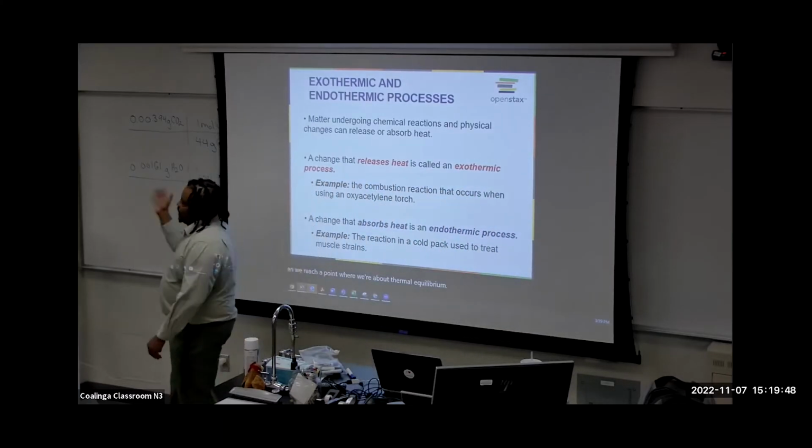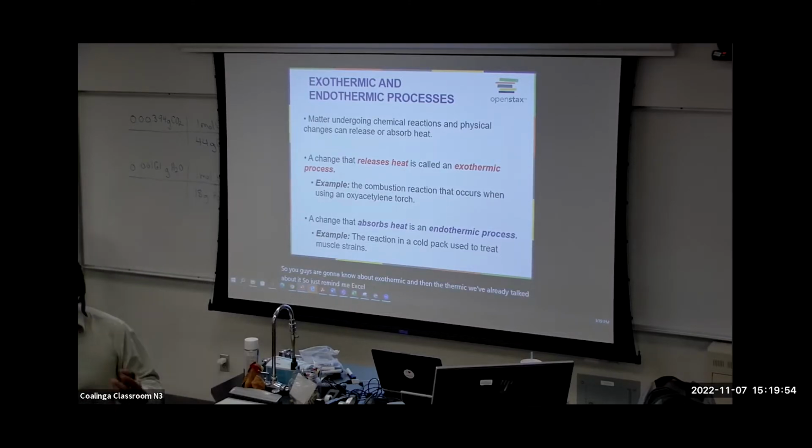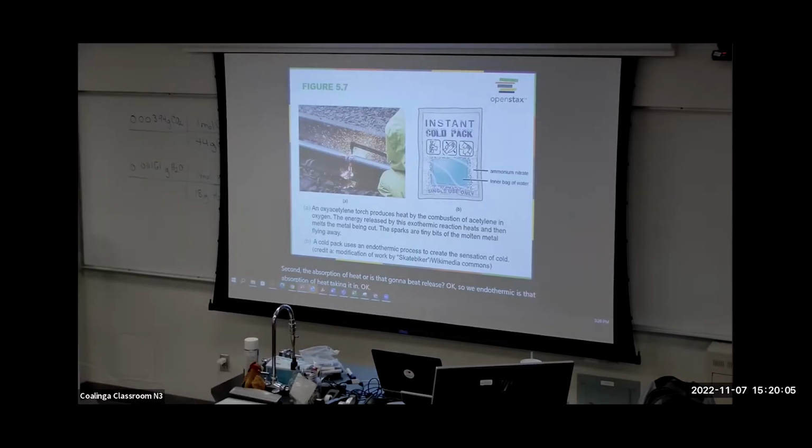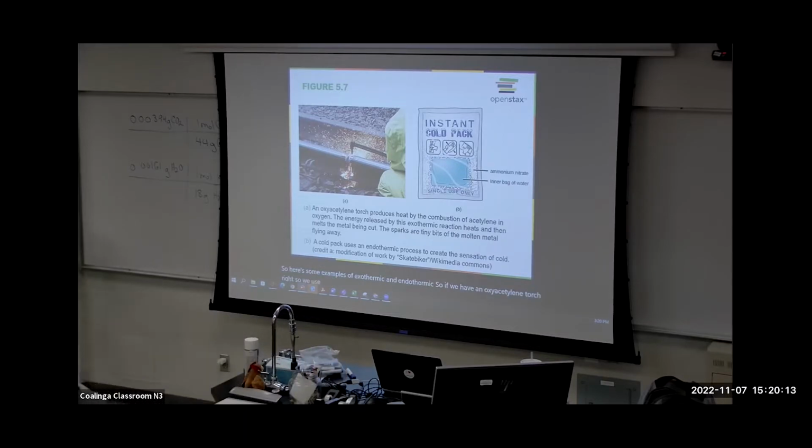So you guys already know about exothermic and endothermic. We've already talked about it. So just remind me, exo meaning, is that going to be absorption of heat, or is that going to be release? Okay, so we know endothermic is the absorption of heat. Here are some examples of exothermic and endothermic. If we have an oxyacetylene torch, we use oxyacetylene torches to basically bridge metals. Do you guys think that's endothermic or exothermic? The rails that are there, is that going to be endothermic or exothermic?